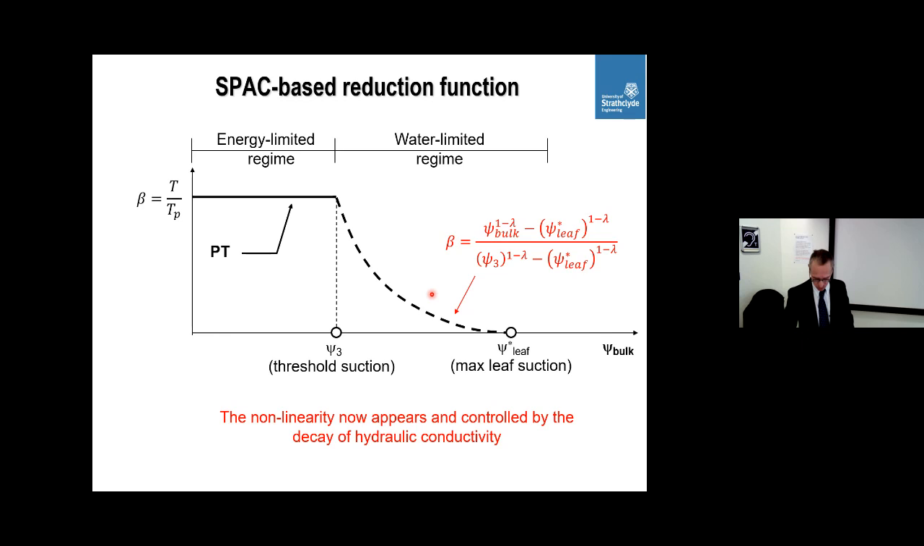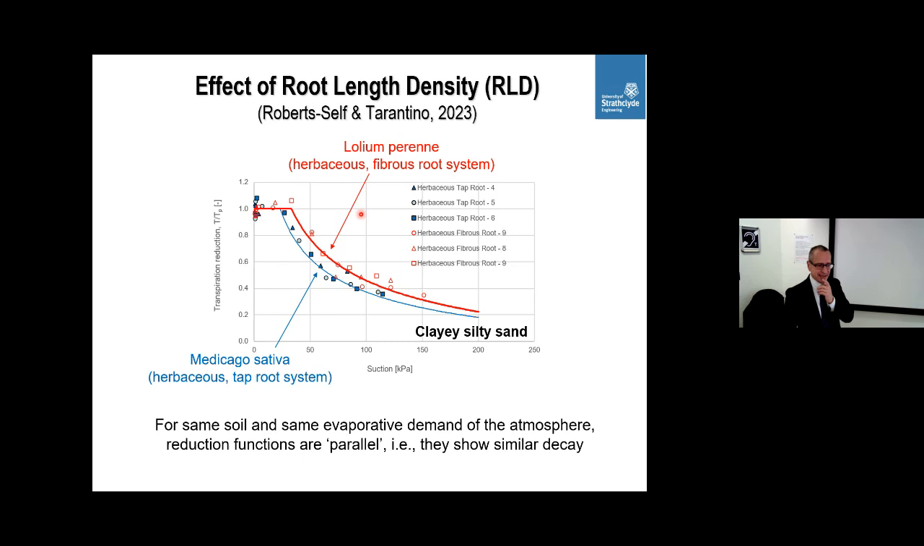So this is the case of the same soil, the same atmospheric condition, but two different root systems. And you see that clearly because the two root systems are different, you are starting the transition from the energy- to the water-limited regime at two different values of suction, but the decay, because the soil is the same, is exactly the same. So probably we are getting something right.